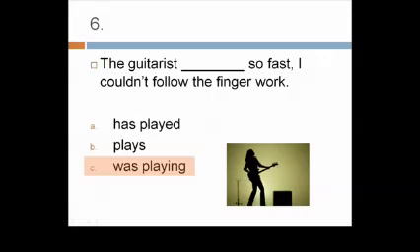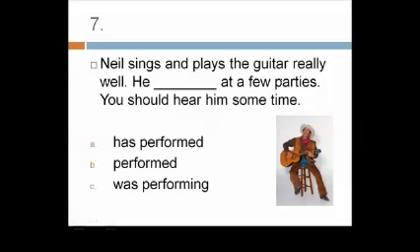7. Answer: A. Neil sings and plays the guitar really well. He has performed at a few parties. You should hear him sometime.